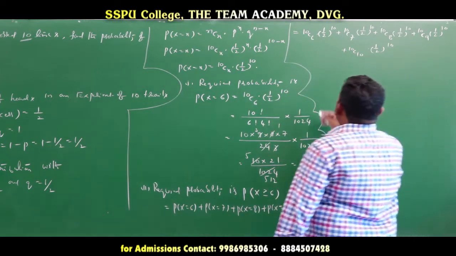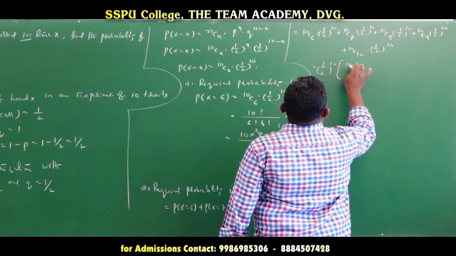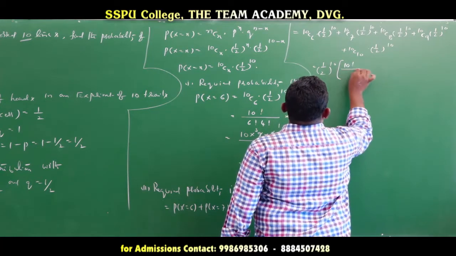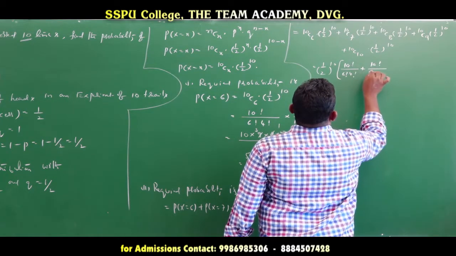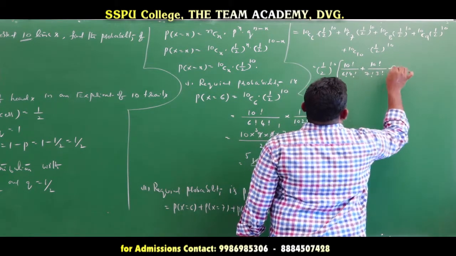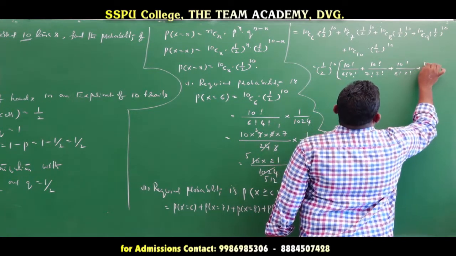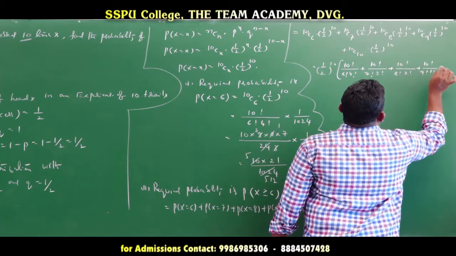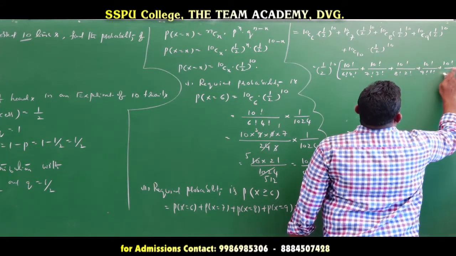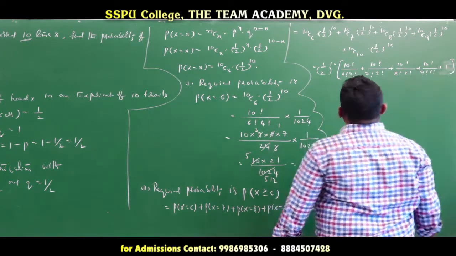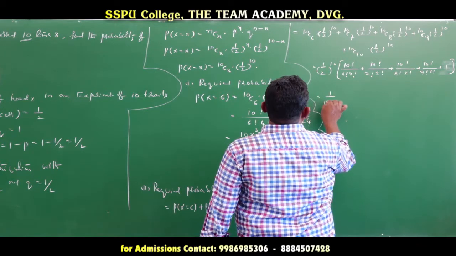Now 1 by 10. So if you take 1 by 2 whole power 10 in common, this value is 10 factorial by 6 factorial into 4 factorial, plus 10 factorial by 7 factorial into 3 factorial. Again 10 factorial by 8 factorial into 2 factorial, 10 factorial by 9 factorial into 1 factorial, and 10 factorial by 10 factorial, which is 10c10. 10c10 is nothing but 1. What is the value? 1. Now if you simplify this, that is equal to 1024.